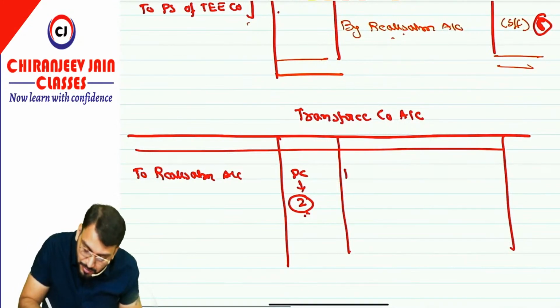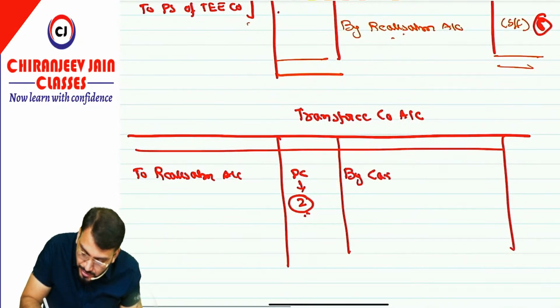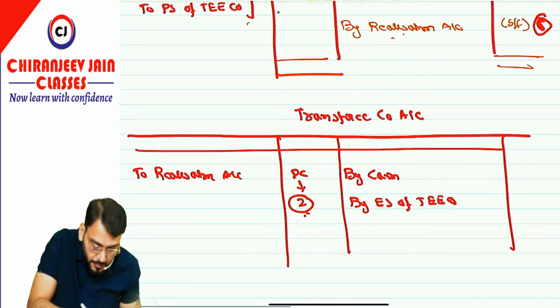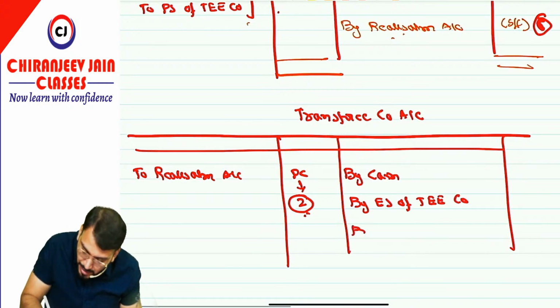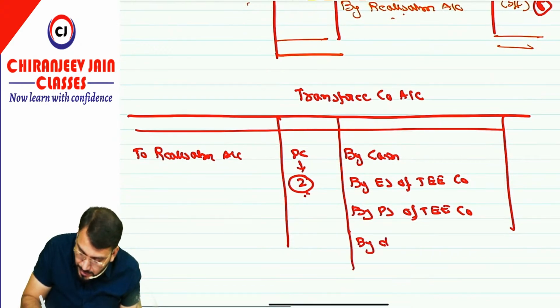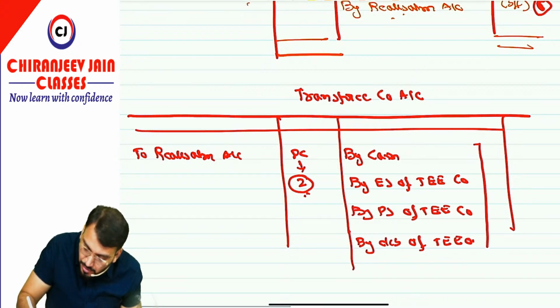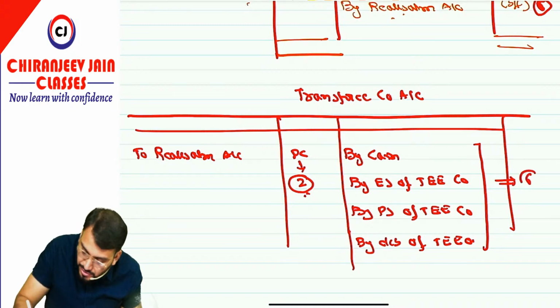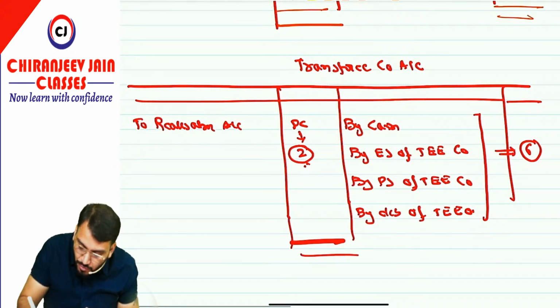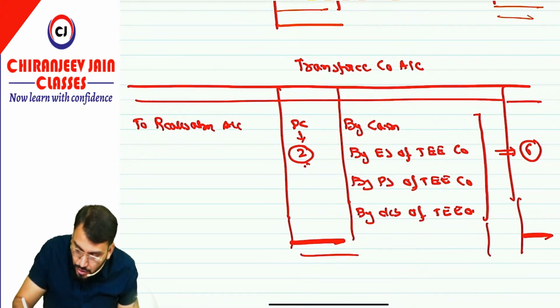Understood. Then we write down whatever we have received: by cash, by equity shares of transferee company, by preference shares of transferee company, by debentures of transferee company. This is nothing but step number 6. Step number 6 means realization of PC from the transferee company, and this account will be closed.